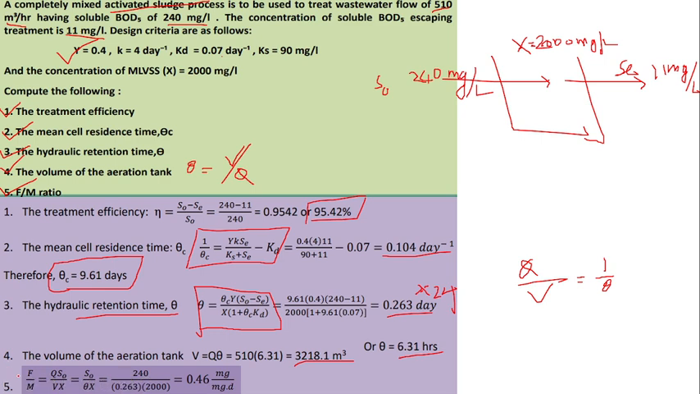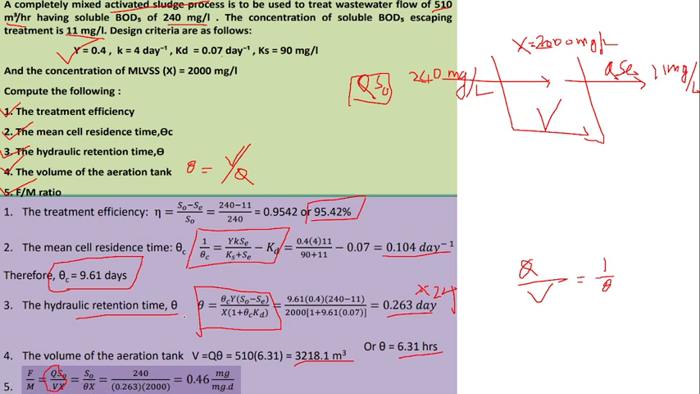F is the food. So the food is the Q S naught. And the microorganism is, this is the volume of the tank and this is the X, the biomass concentration in the tank. So M is given by V X. So this Q by V is substituted with 1 by theta, giving S naught divided by theta into X.